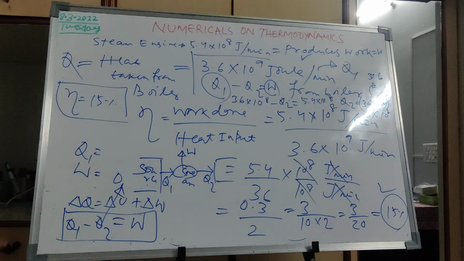So with this, we have done another numerical based on the heat engine. After that, we will do another numerical on the refrigerator. We will cover the heat engine and the refrigerator, and while solving the numerical, I explained what the different components of a power plant are, what is a boiler, what is a generator, what is a transformer, what are the things they are doing.